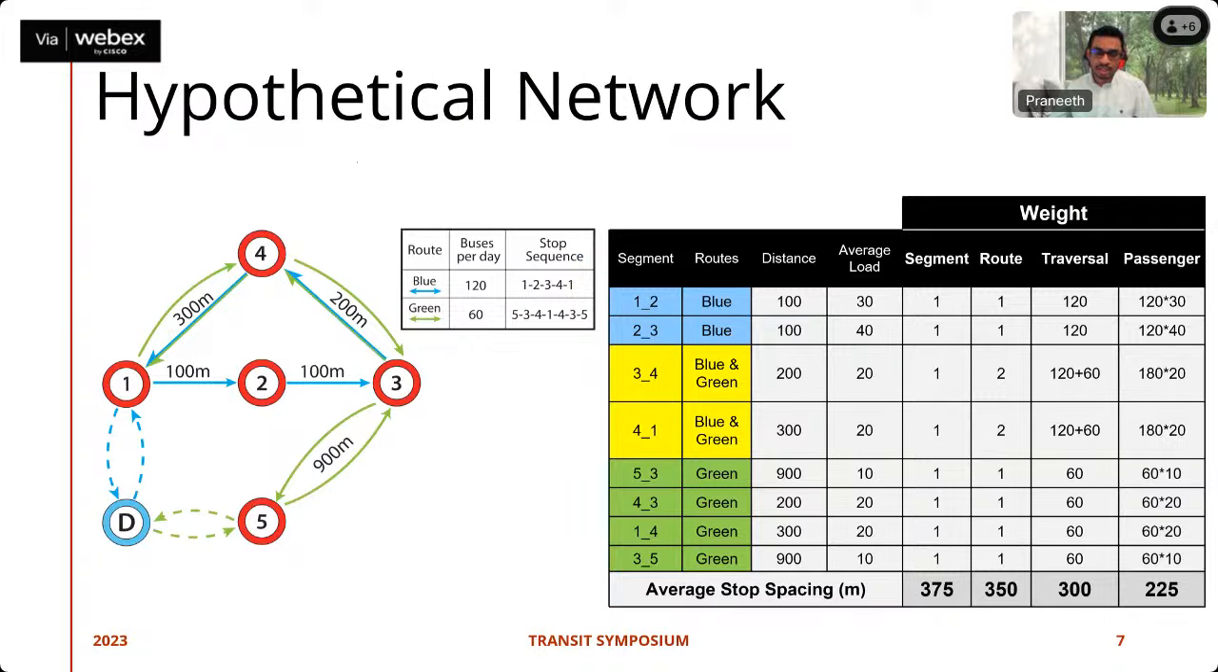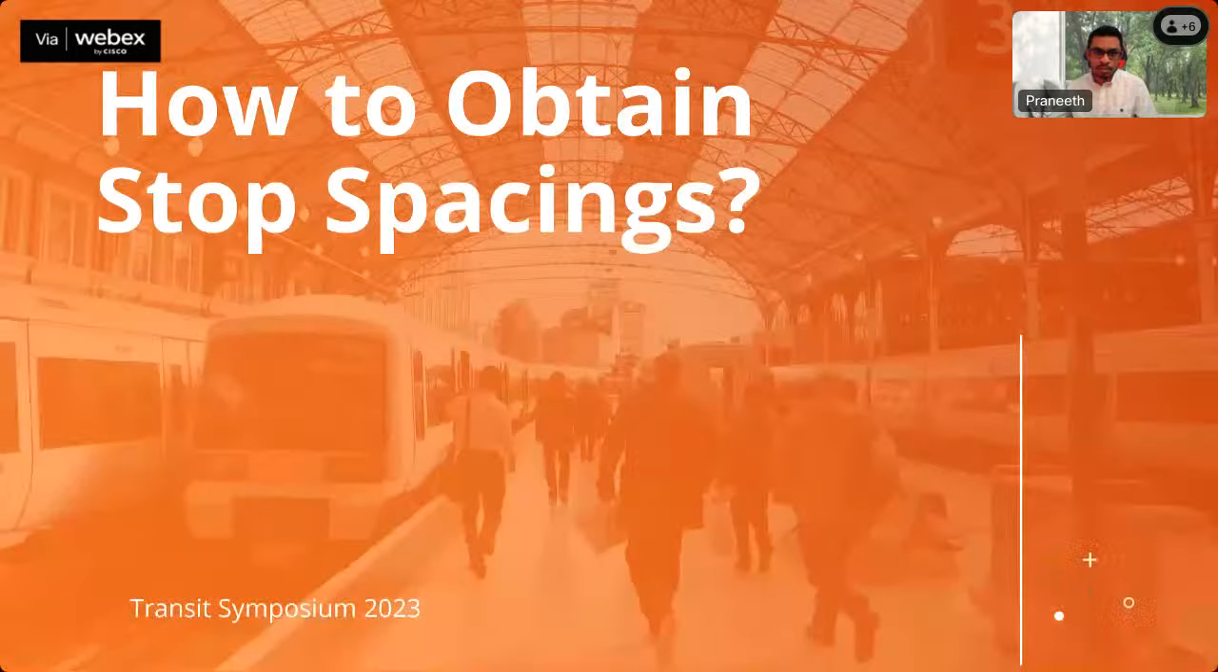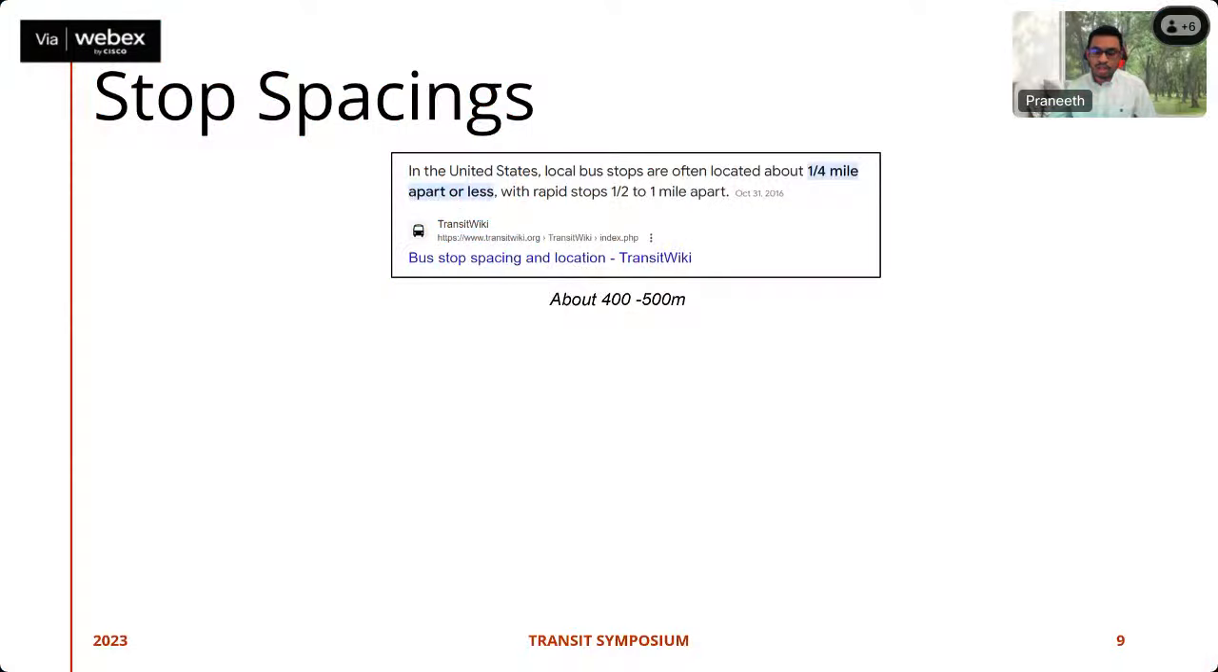So we were interested to see how these spacings exist for actual real world cities. But we stumbled upon the question of how to obtain the stop spacings for these. If you were to look by simply Googling what is the average stop spacing in the United States, you would get the following result, which says about a quarter of a mile or less, which is about 400 to 500 meters. But this is just anecdotal evidence, and it's not based on any data.